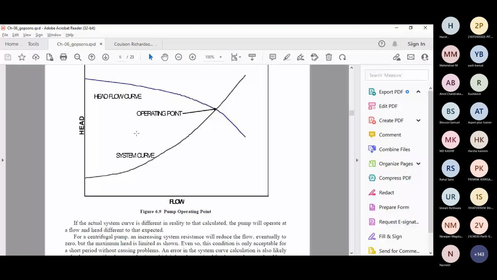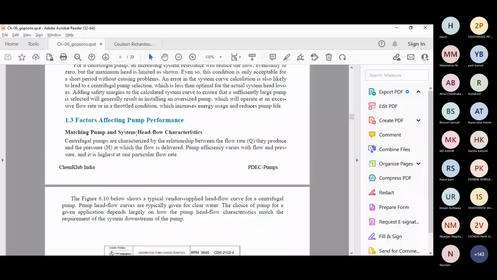Okay, so let us see one case study with respect to system curve, right? So what is the case study?